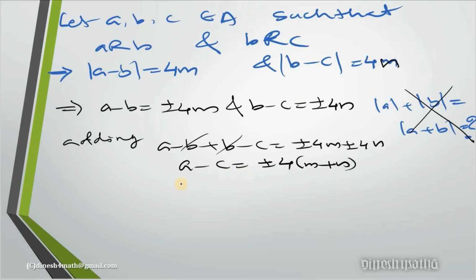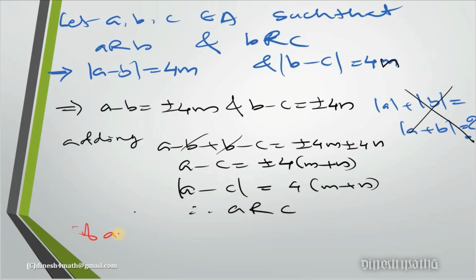Now again we are going in the backward direction. So this I could write as magnitude of a minus c is equal to 4 into (m plus n). When I take magnitude of a minus c, I could get positive or negative. That's why this step exists. Now that says a and c are related. So what we have concluded is that if a is related to b and b is related to c, then a is related to c. So R is transitive.